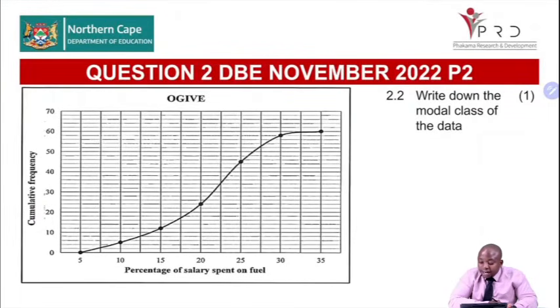2.2 says, write down the modal class of the data. To find the modal class, the modal class of the data is going to be from 20 to 25. We can see that we have a longer graph between the two, and we have more data values between 20 and 25. So that is where we have our modal class of the data for this activity.